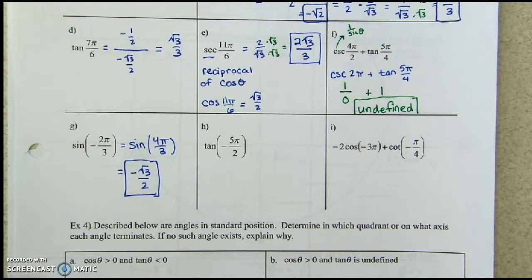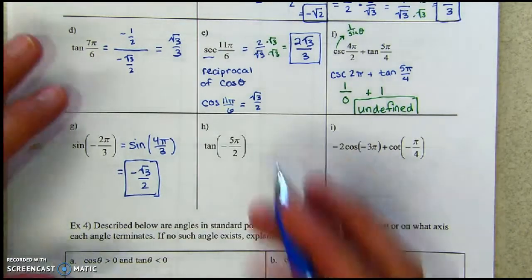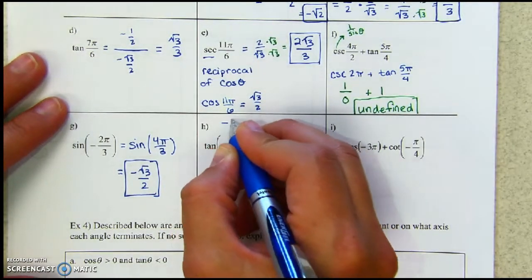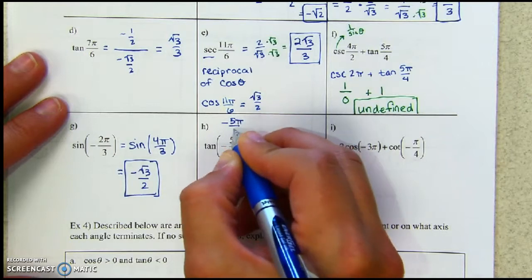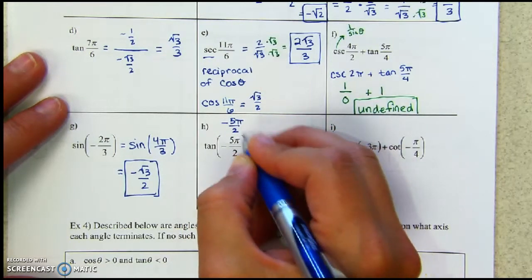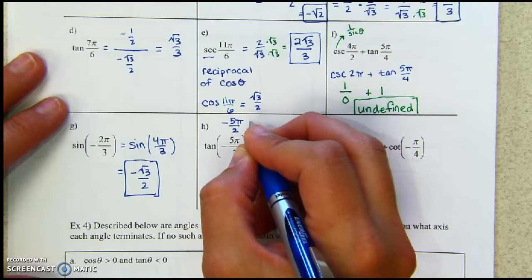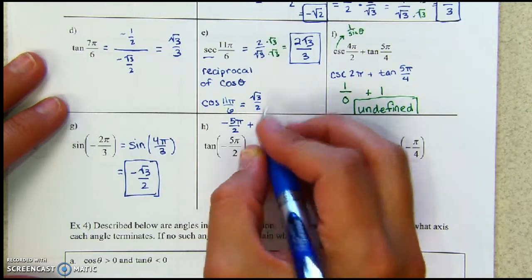Remember, you can find a coterminal angle by adding or subtracting 2 pi. So here's a little trick. Why are they all different? Just so you have a bunch of examples, okay? So I don't know where this is, so I'm going to add 2 pi.